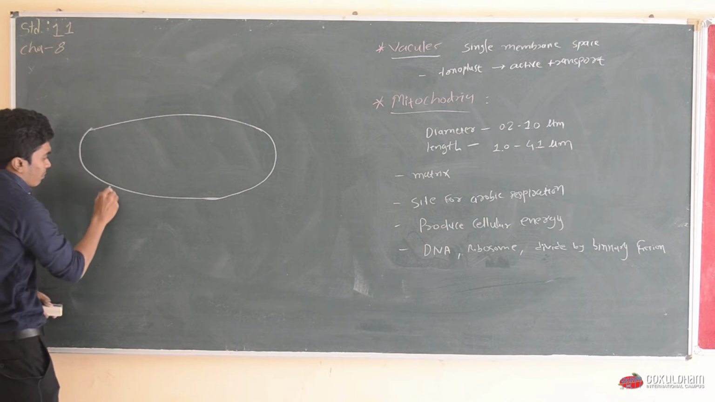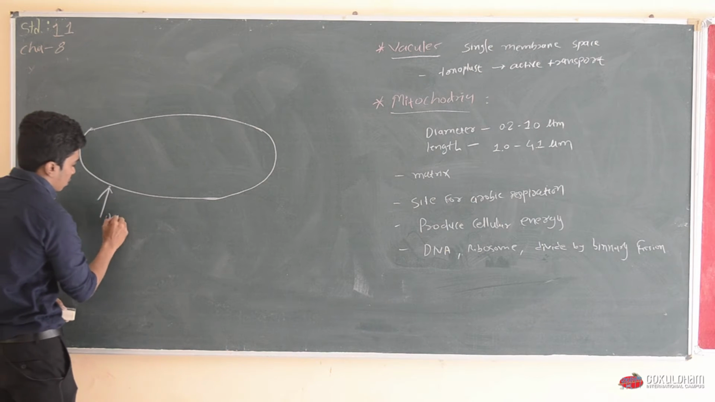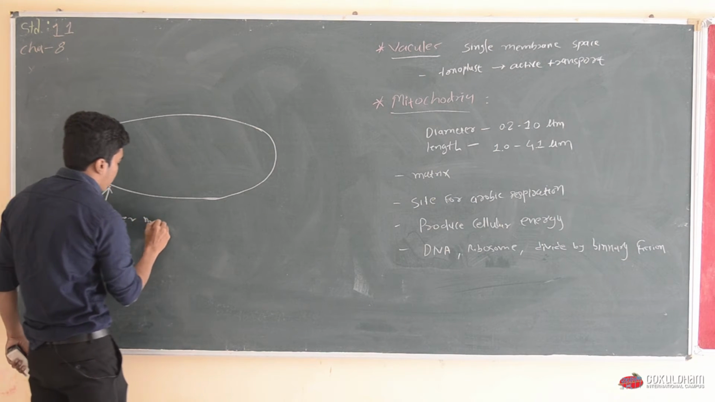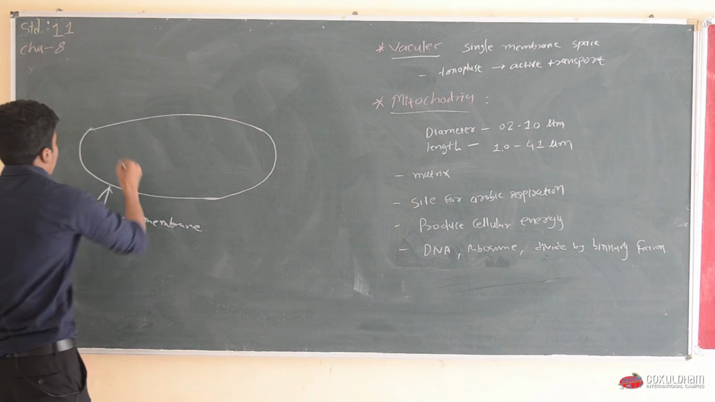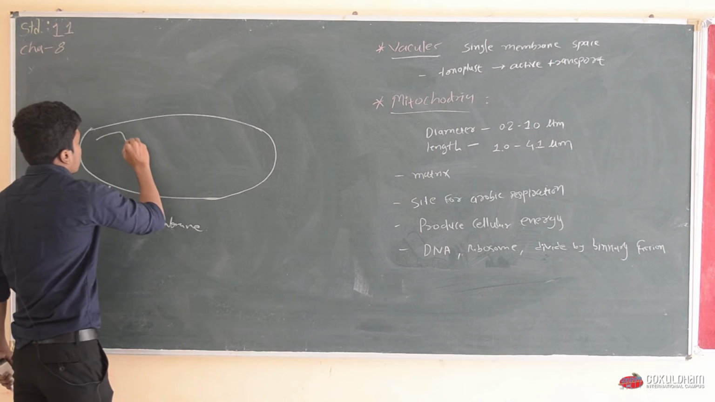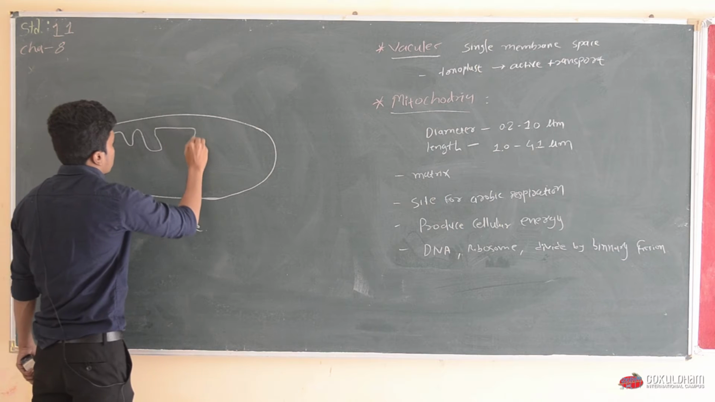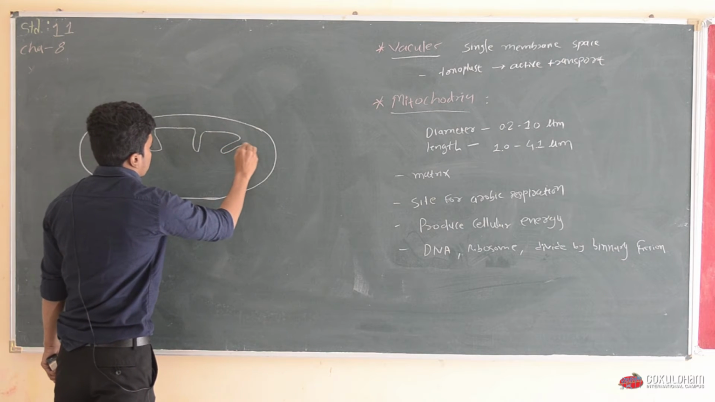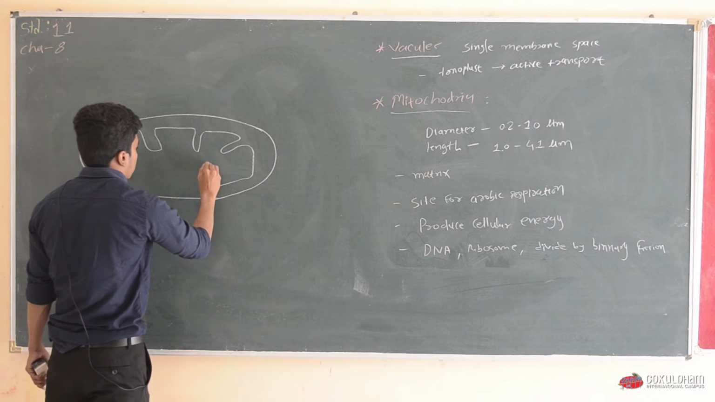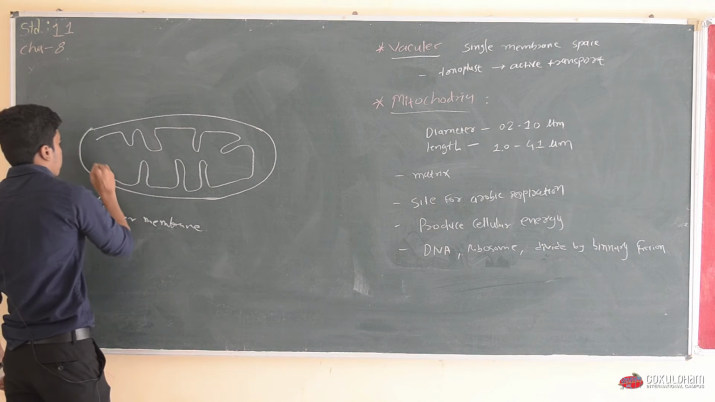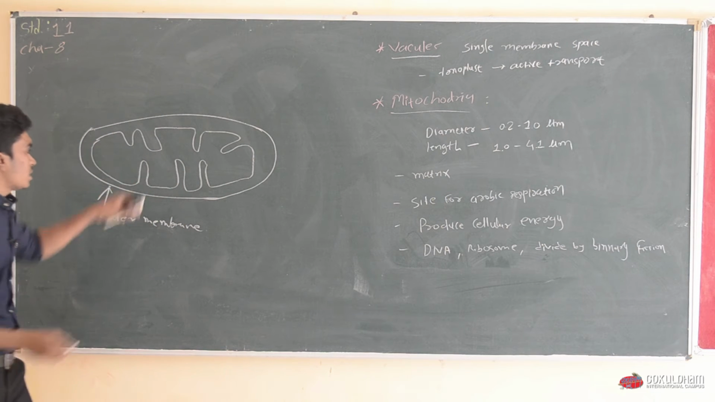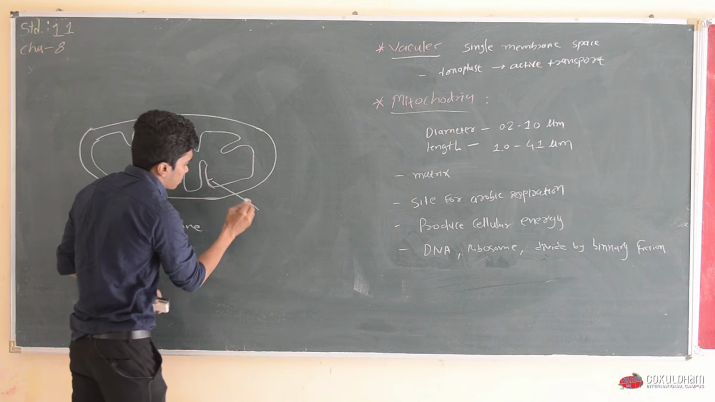Now let's see the structure of mitochondria. This is the outer membrane of the mitochondria, and then this is the inner membrane.